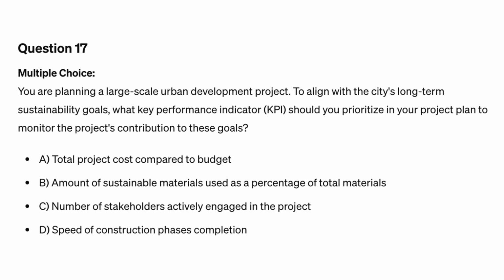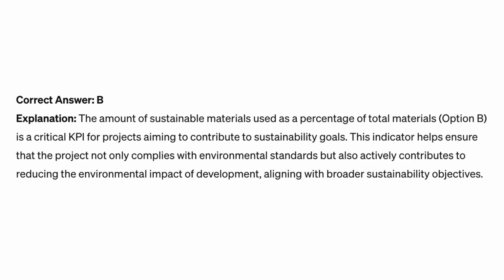Correct answer B. Explanation: the amount of sustainable materials used as a percentage of total materials, option B, is a critical KPI for projects aiming to contribute to sustainability goals. This indicator helps ensure that the project not only complies with environmental standards, but also actively contributes to reducing the environmental impact of development, aligning with broader sustainability objectives.